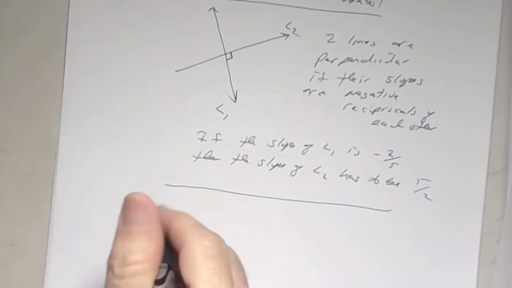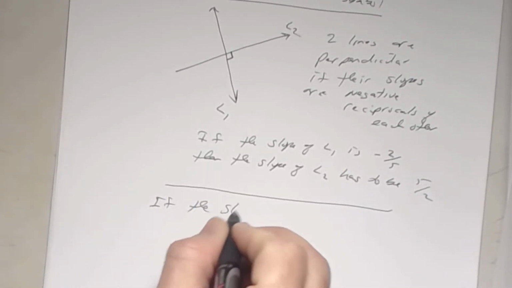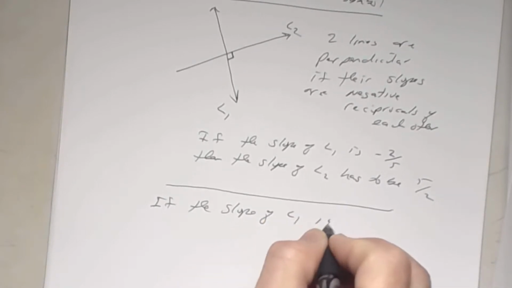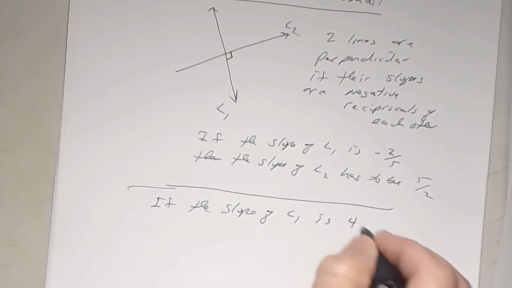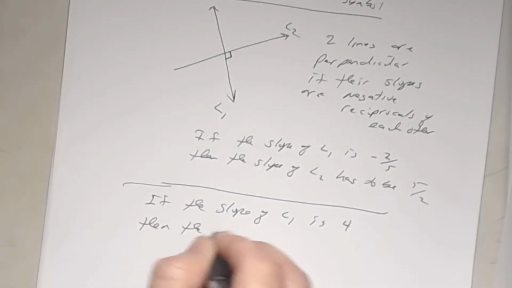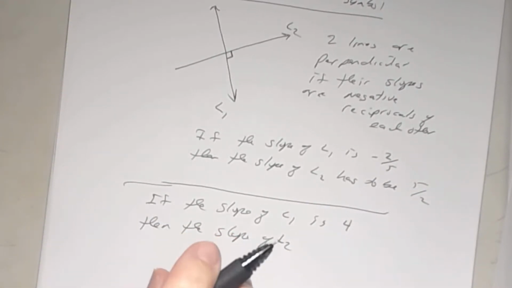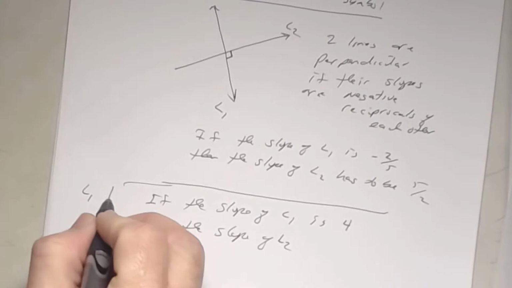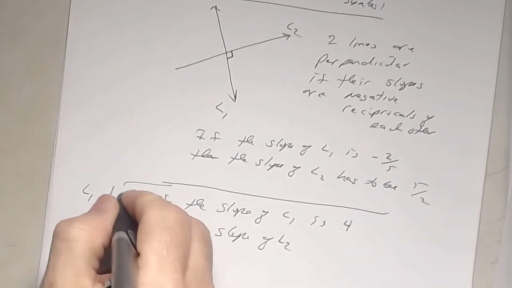So if the slope of L1 is, let's say, I'm making this up now, 4, then the slope of L2, now we're assuming that those two lines are perpendicular. Now, here's the symbol for perpendicular. L1 is perpendicular, it's like that upside down T. See how that upside down T looks like they form a right angle? That's the symbol for perpendicular. So L1's perpendicular to L2.